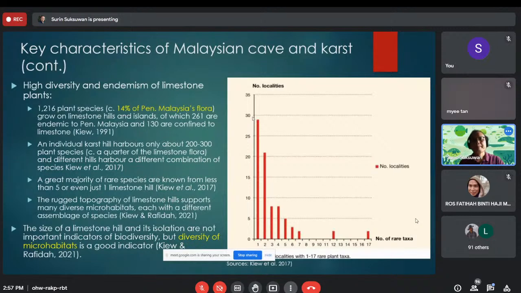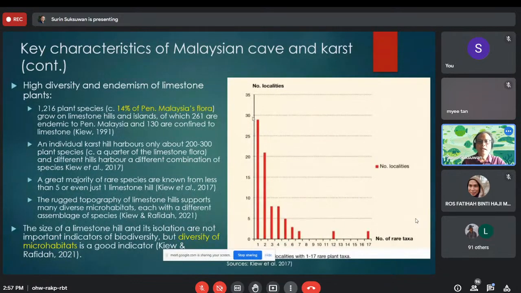Okay, so this is quite significant because if you remember, the limestone areas collectively only account for something like 0.3% of the land area in Peninsula Malaysia. So having 0.3% harboring 14% of the plants in Peninsular Malaysia, that's really significant. So they're disproportionately containing a higher level of plant diversity than other habitats.